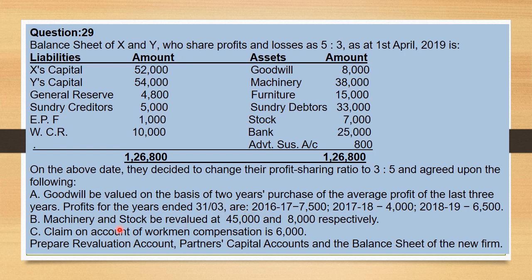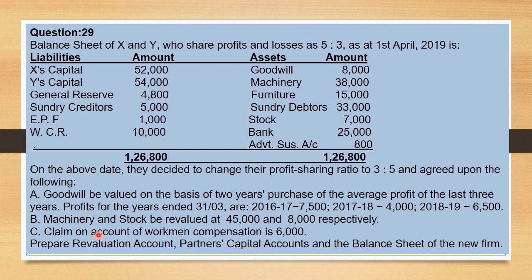Now adjustment 2, machinery and stock revalued at 45,000 and 8,000 respectively. When we compare the value of machinery with its book value, we can clearly see that there is an increase of 7,000, and that 7,000 we will represent in the revaluation account on its credit side. Similarly, the value of stock is also increased by rupees 1,000. Therefore, it will also be represented on the credit side of the revaluation account.